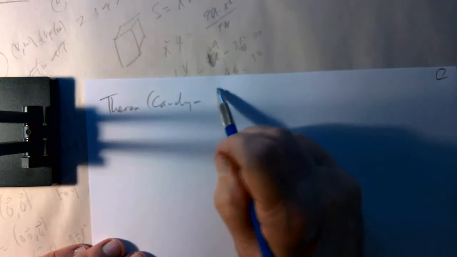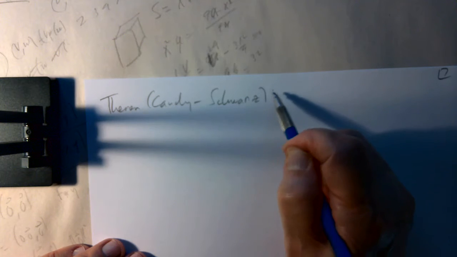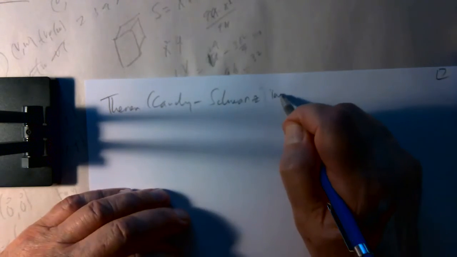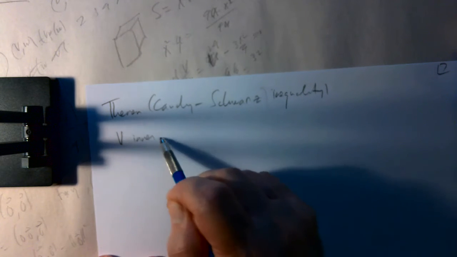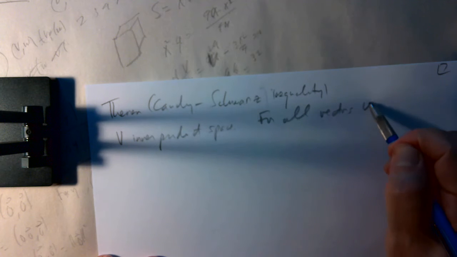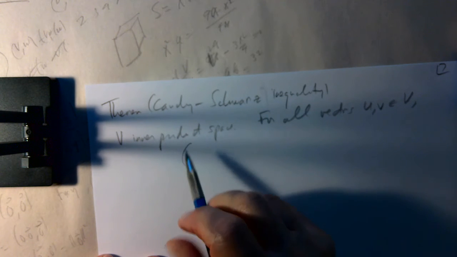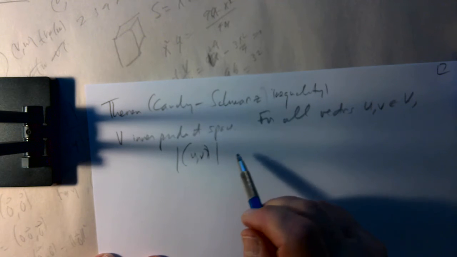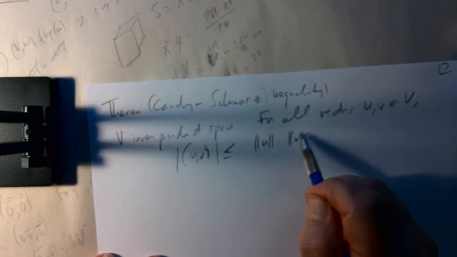So this is the Cauchy-Schwarz inequality. It has a beautifully simple formula. We have V an inner product space. So for all vectors u and v in the vector space, the inner product of u and v, that's some real number, could be positive or negative. Let's take the absolute value. So it's always greater than or equal to 0. It is less than or equal to the length of the vector u times the length of the vector v.